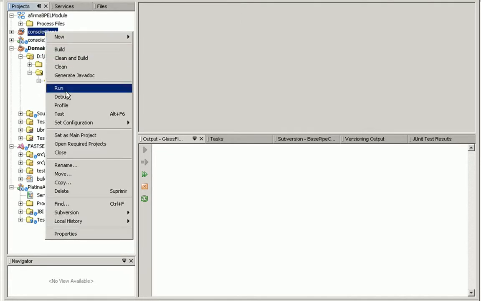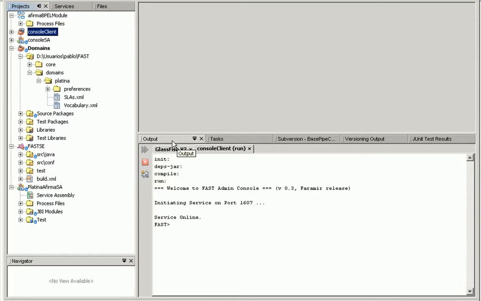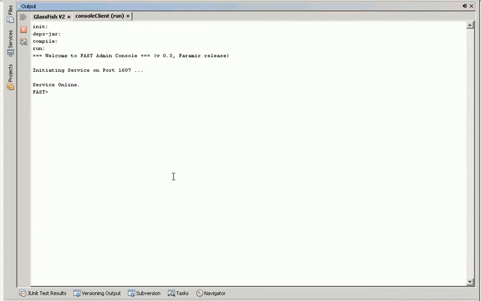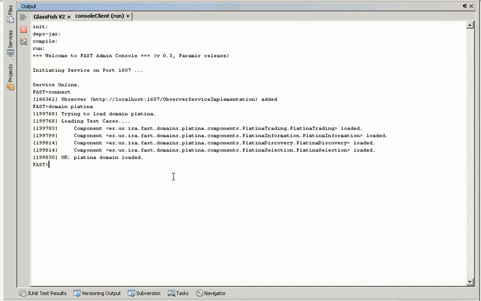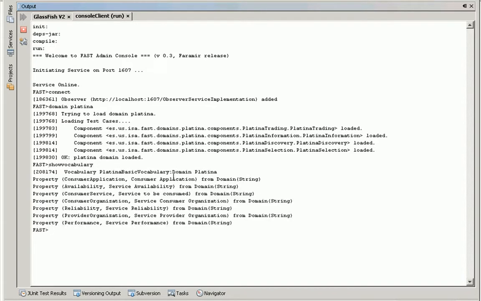We can run the console client, and so we can first connect with the command to the service engine, and now we can start sending commands. Once we are connected, we can load the domain with the command domain, and in this case we're going to load the Platina domain. We can see all the components of the domain, and also we can see the vocabulary with the show vocabulary command.